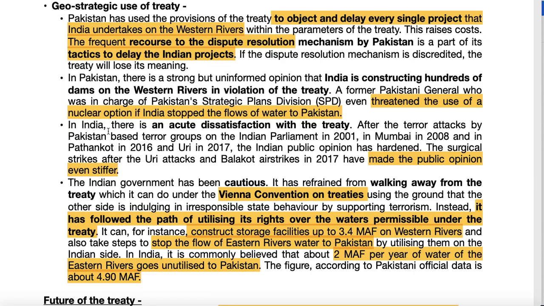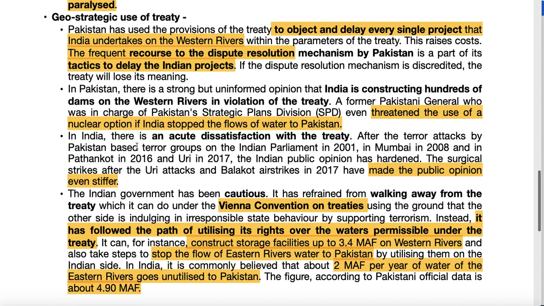So how has India responded? In India there has been acute dissatisfaction with the treaty. As I've told you, 20% of waters were allocated to India, only 20%, and almost 80% of the waters were allocated to Pakistan. So since its inception, we are aware that it has been an unequal treaty. But despite that, just because we have signed this treaty, we are keeping our word, and we have maintained the provisions and conditions of the treaty since the beginning.